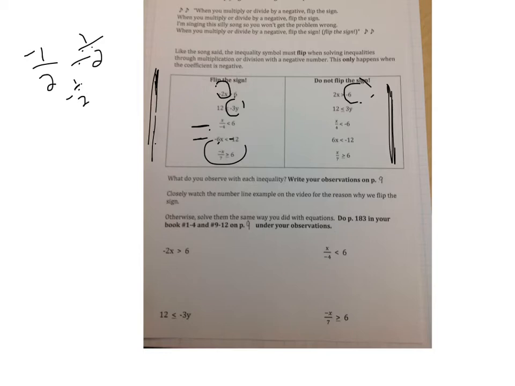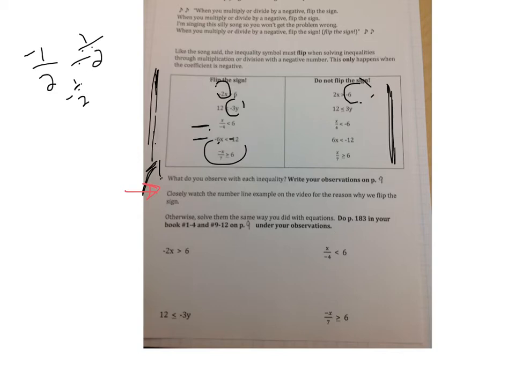So what do you observe with each inequality? Take a look at these and jot down on page 9 underneath this flip, what are your observations? And then the number line example that was sent to you explains why we flip the sign. Otherwise, solve them the same way you did with equations.